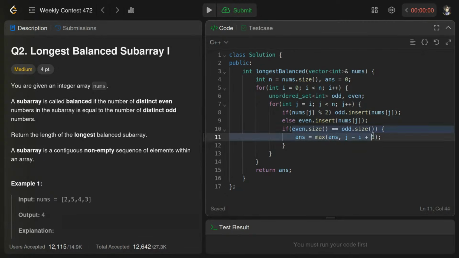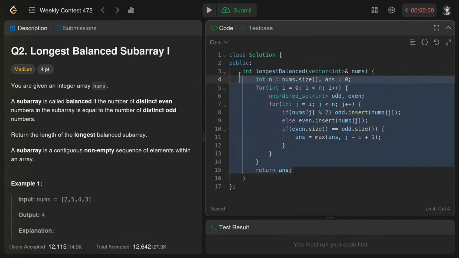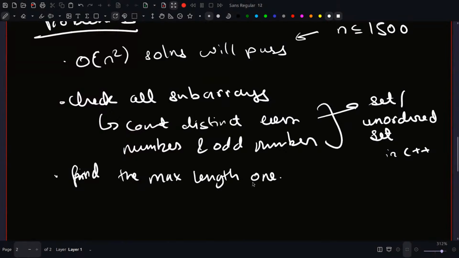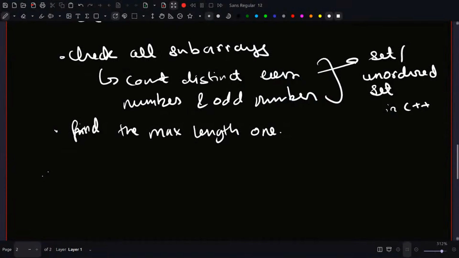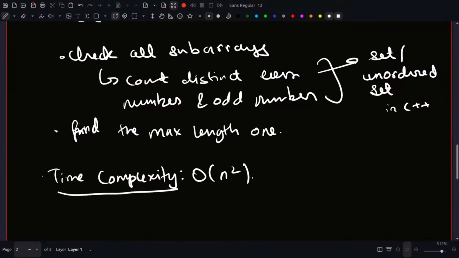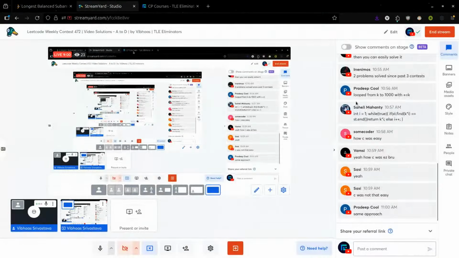Now, if the odd set and even set have the same size, then we can update the value of the maximum answer with this new length. And the length of the subarray from i to j will be j minus i plus 1. So that's why we update with j minus i plus 1, because that's the length of a subarray from i to j. Then finally, we can return our answer once it has taken the max of all the possible cases. So it's a very direct brute force question. Brute force and STL is required for this, right? So the time complexity for this is going to be big O of n squared, right? Direct brute force. I guess everyone would have gotten this, yeah?